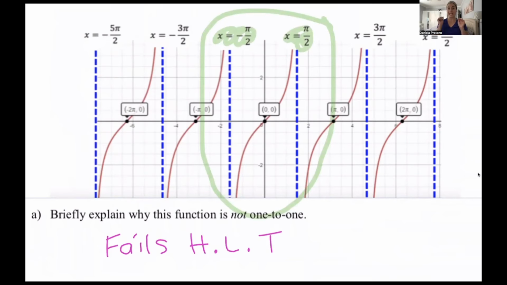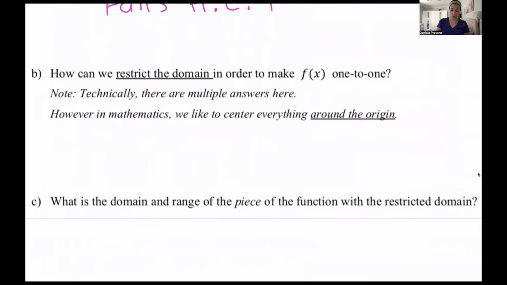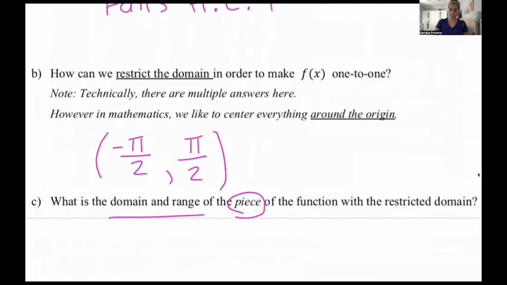But notice we cannot include those end values because clearly we can see here are the asymptotes. There's an asymptote at negative pi over 2 and positive pi over 2. So again, we're going to restrict the domain and we're not going to include the end values because there are asymptotes there. So we can use the parentheses, not the bracket. Again, we're not including the end values. Let's take a look at the domain and range of that piece.